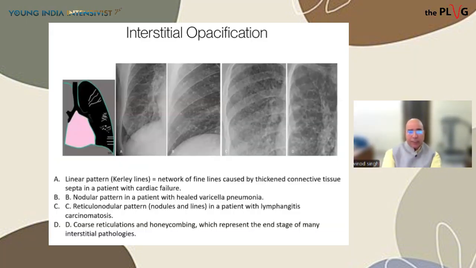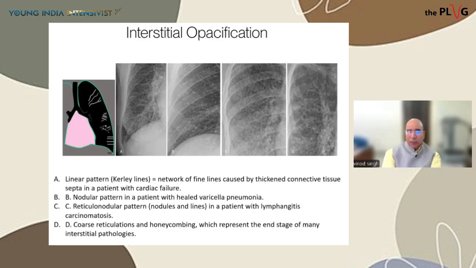A is the linear pattern, where you can see the curly B lines, which are the thickened connective tissue. In B you can see the nodular pattern, the fine nodular pattern. You can see it in varicella pneumonia and different types also. You can see the reticular nodular pattern, where both nodules and reticular shadows are present, and these are mainly lymphangitis carcinomatosis.